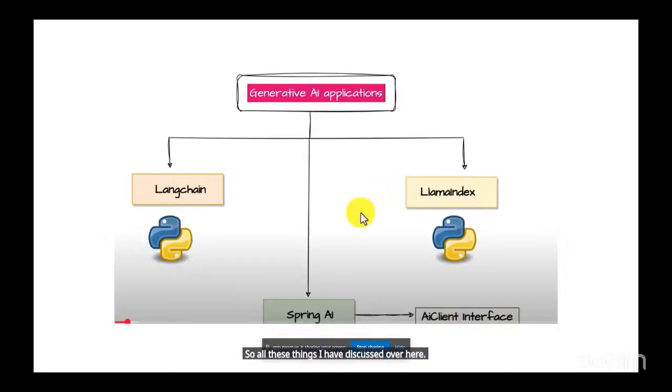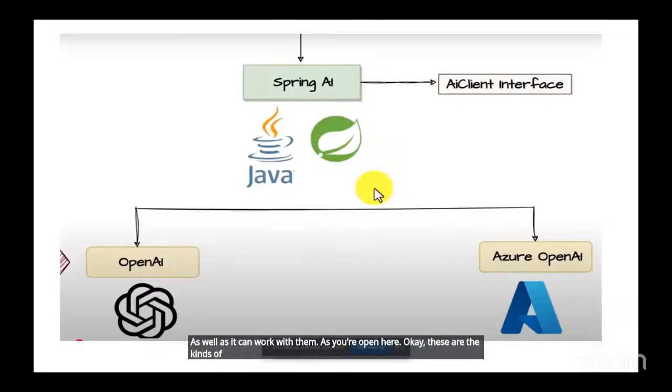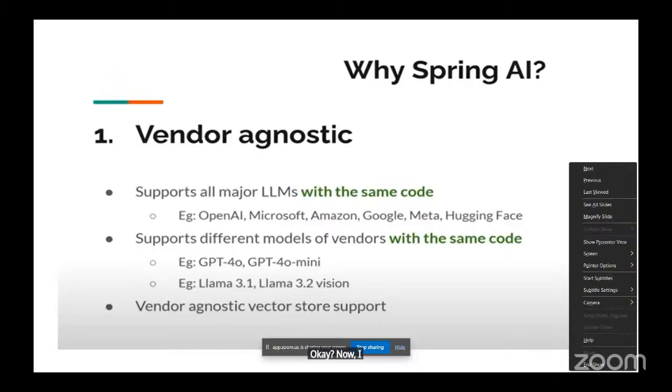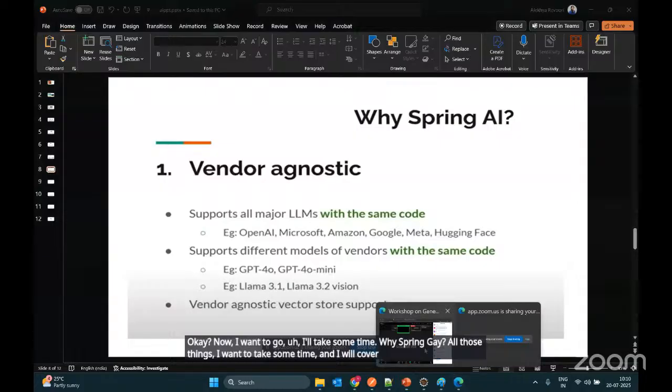Now, by default, as a Python developer, we have LangChain or LlamaIndex. These models are available here. But when it comes to Spring Boot, it can work with OpenAI as well as with Azure OpenAI. These are the kinds of frameworks available here. Now I'll take some time later on why Spring AI and all those things, and I will cover that in the meanwhile.